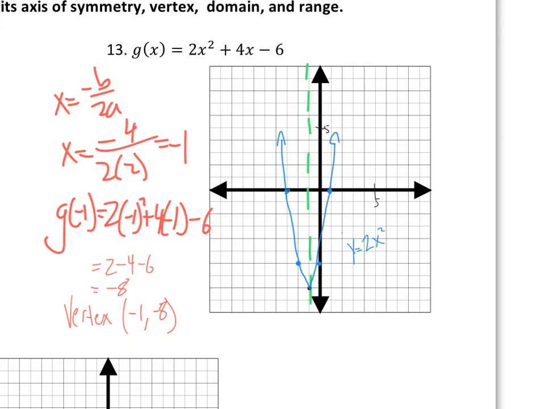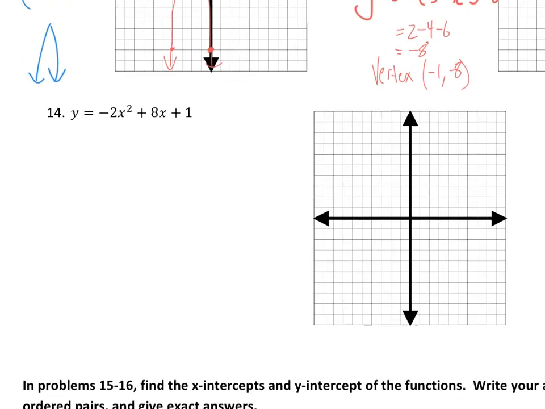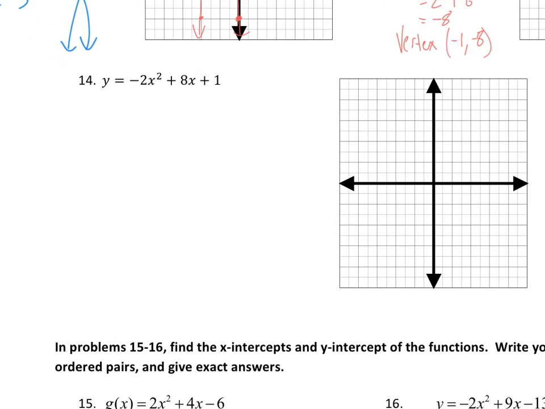So let's go on down to the next one here. This guy is also in standard form. So let's go ahead and find the axis of symmetry again. Using x equals -b over 2a, we plug in positive 8. Negative b is 8, and then 2 times a is 2 times -2. And that's going to give us -8 over -4, which is +2. So we got our axis of symmetry at +2.